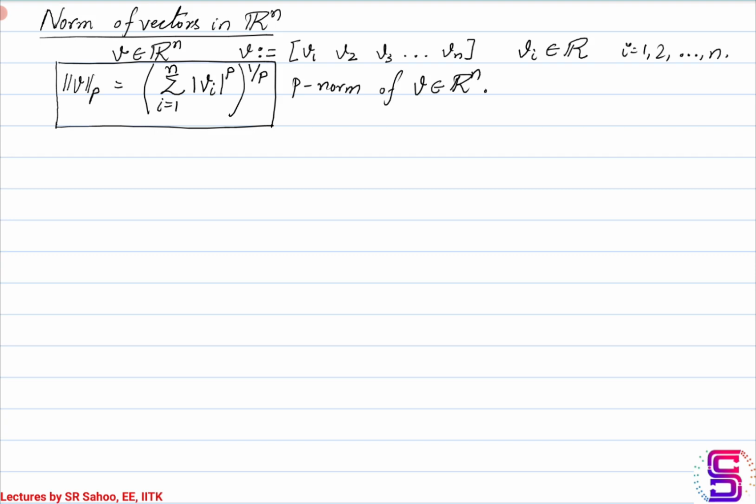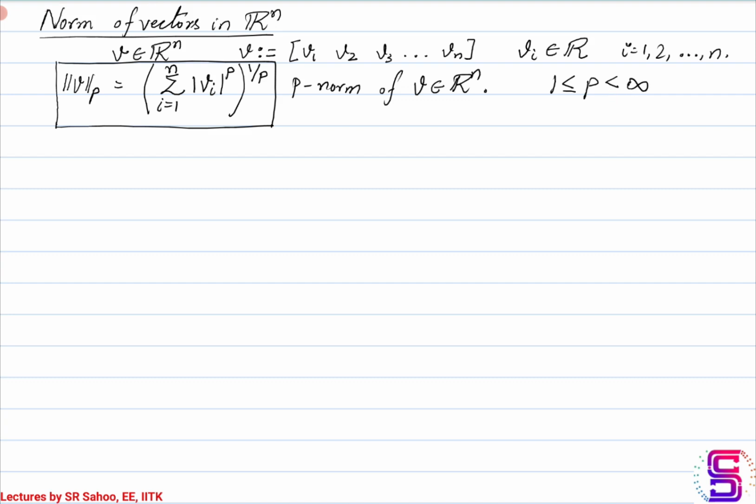Where n is a finite positive integer. The p here is a value between 1 and infinity.